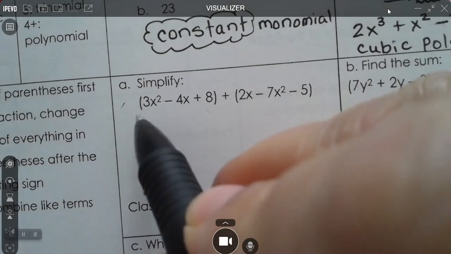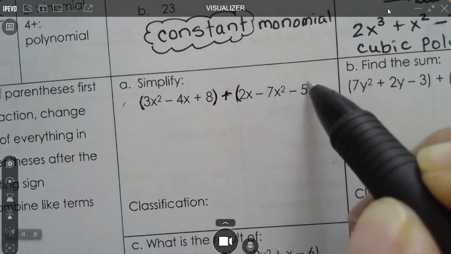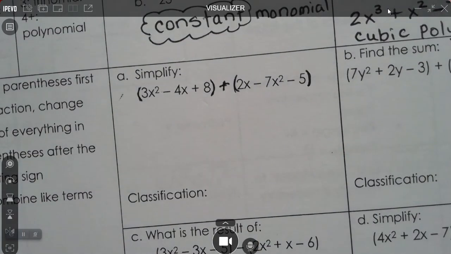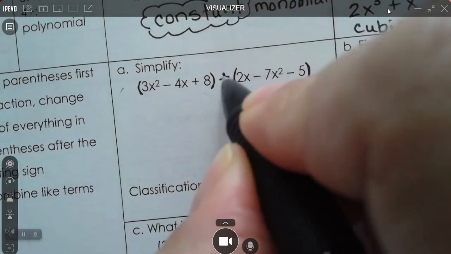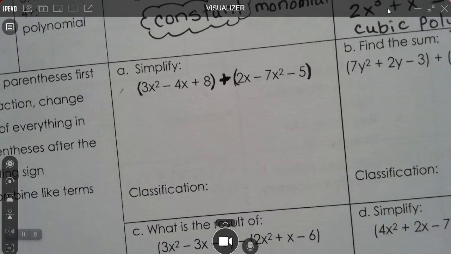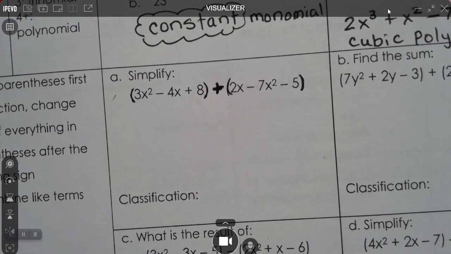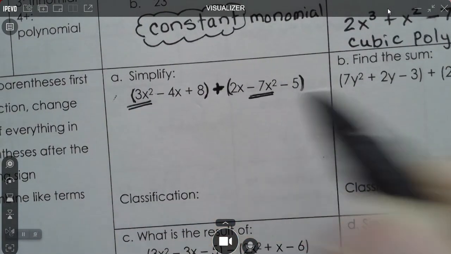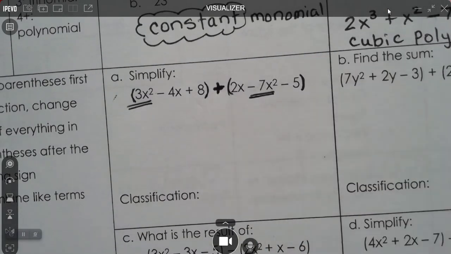So with this one, we have this set of parentheses plus this set of parentheses. But because there's a plus sign, all the signs are going to stay the same. So we could rewrite it, but we're not going to rewrite it because that's just going to use up our time. So we're just going to find like terms. Starting with the highest exponents. Do you have something with the same like terms? Okay, and that 7 is negative. So using your calculator correctly, 3 plus negative 7.